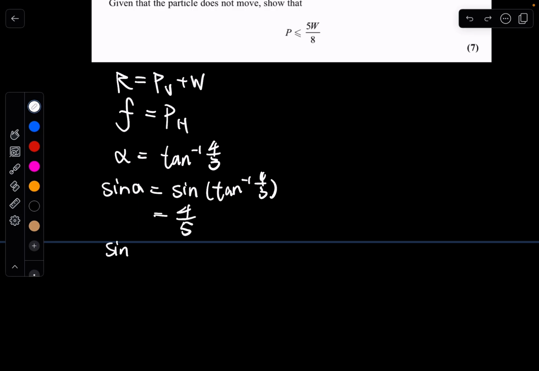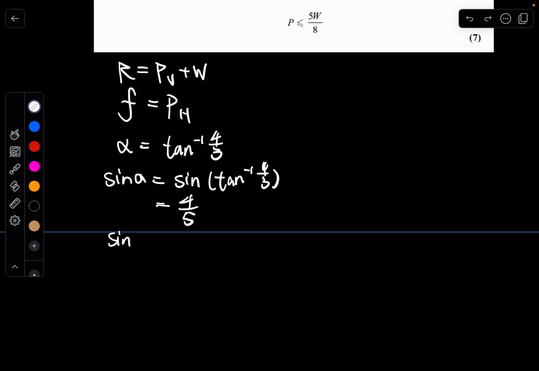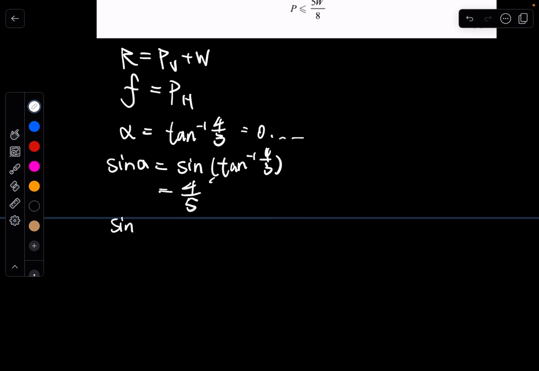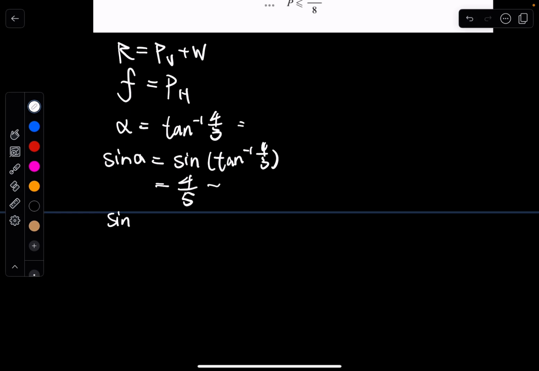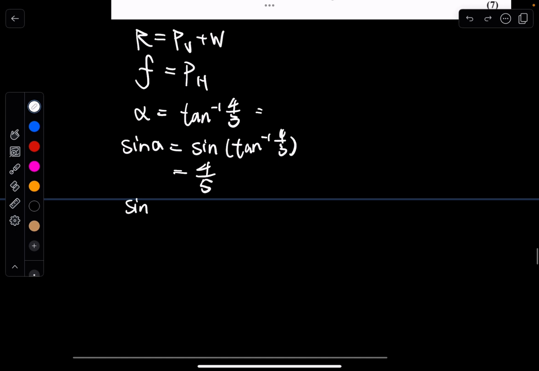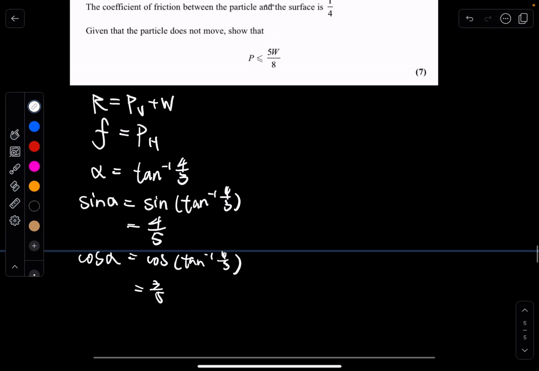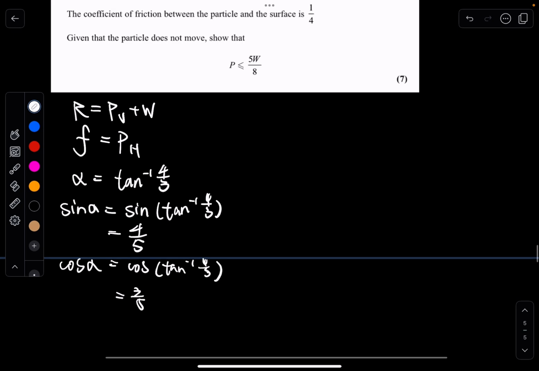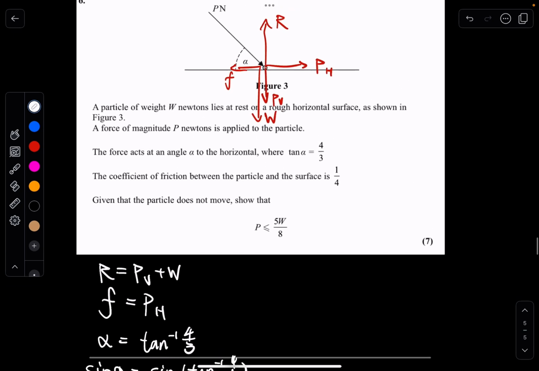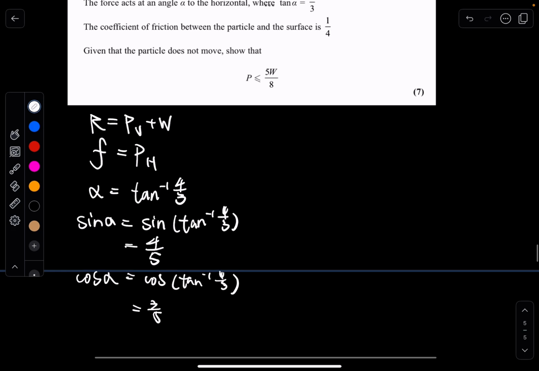This way you don't get decimals, because if we just do this, we'll get some number, and then if we plug another number here, we would get like an approximation to 4/5. If that makes sense. I don't know. If we do cosine, it's the same way. We will get 3/5. Now with these numbers, I think we can start calculating some stuff.